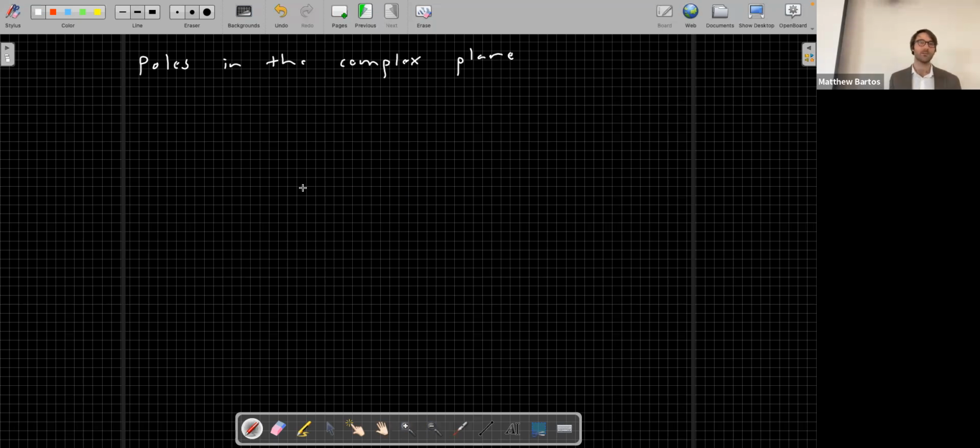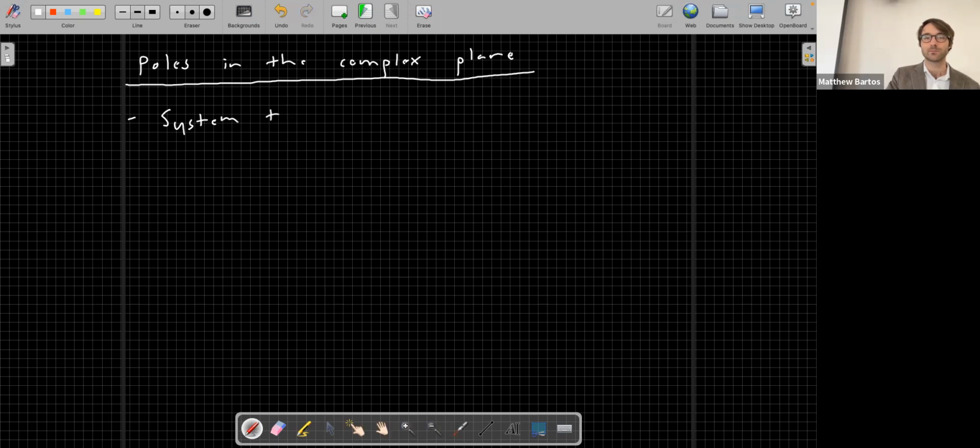Okay, so it's important to remember that when we're talking about poles or transfer functions of the frequency domain, we're working in the complex plane rather than the real number line. So let's take a look at the transfer function just of a generic system and what it looks like in the complex plane. So our system transfer function H(s), you could think of it as a function with its domain over the entire complex plane.